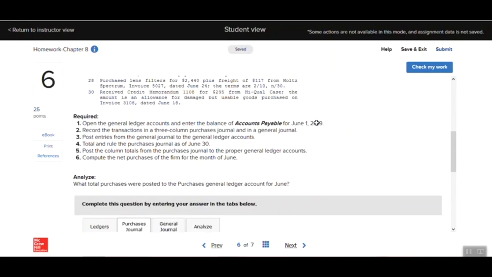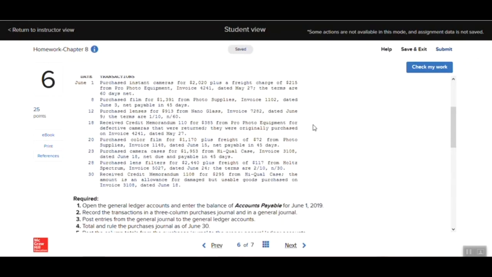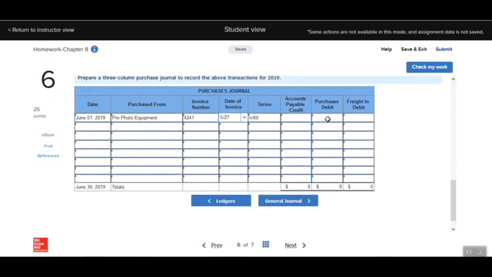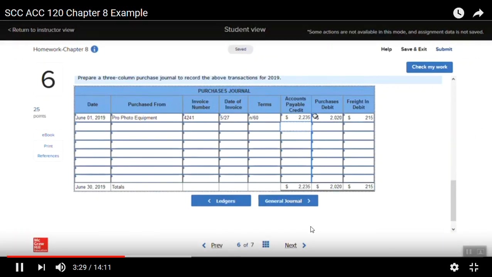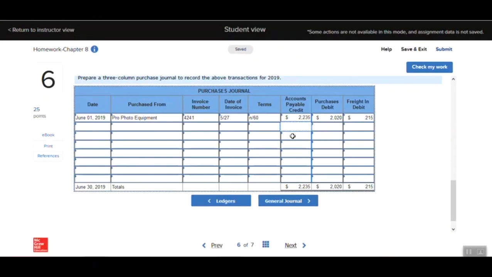All right, so at that point, we're ready to actually put in the amounts from the transaction. So it says $2,020 plus freight of $215. The purchases is the amount of the camera equipment that we bought, which is $2,020. Freight's pretty self-explanatory. The amount that goes in the accounts payable column is the amount that we owe Pro Photo Equipment, which is the amount of what we purchased plus the freight. So add those 2 together. That's your credit. Your 2 debits should total up to the credit, so our debits and credits are in balance. And if they do, then you're at least on the right track.